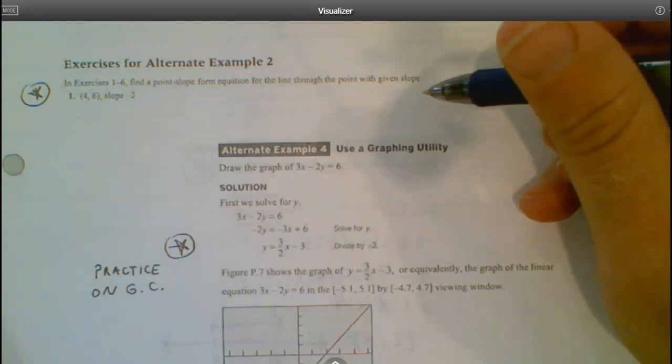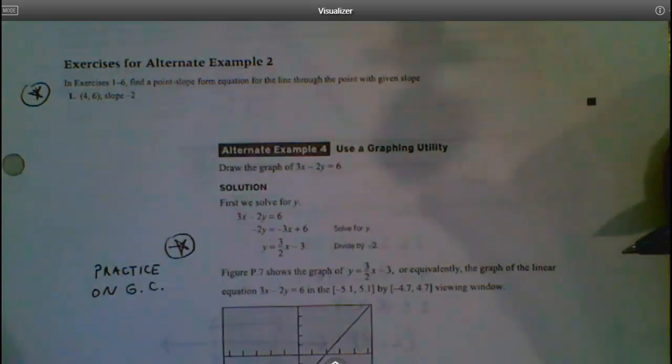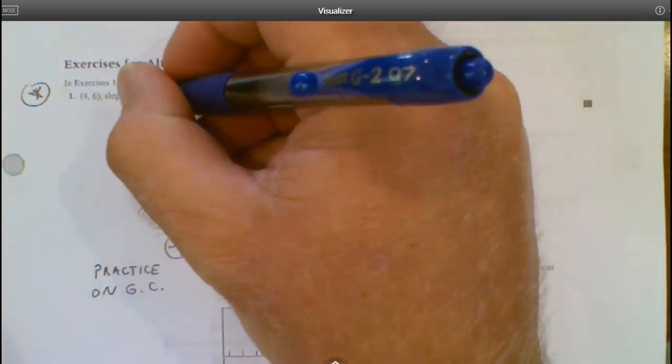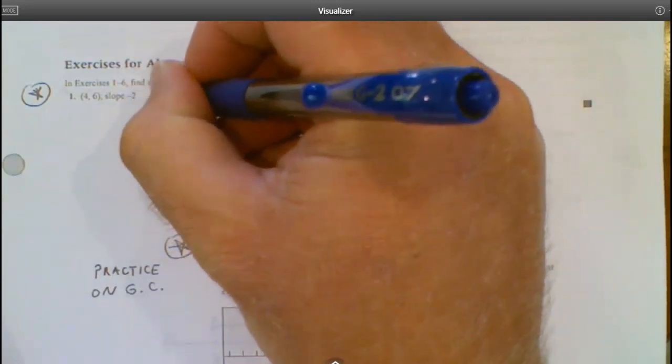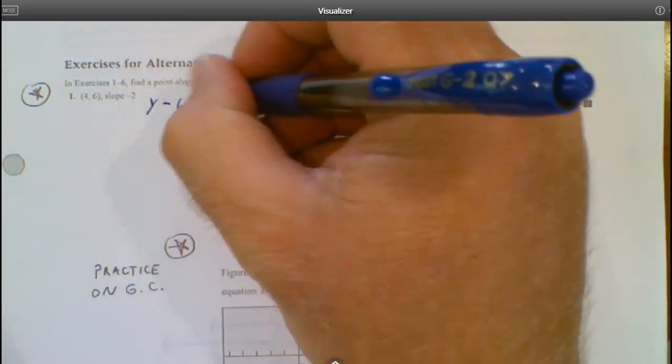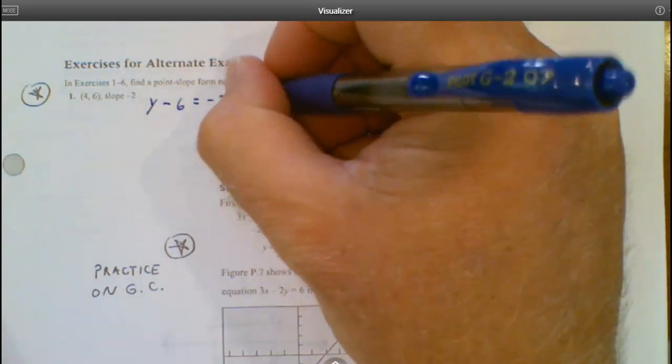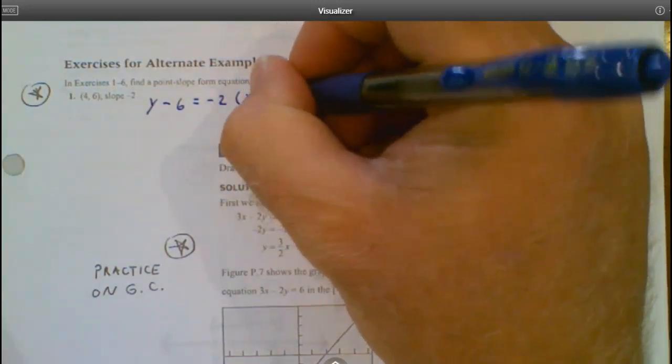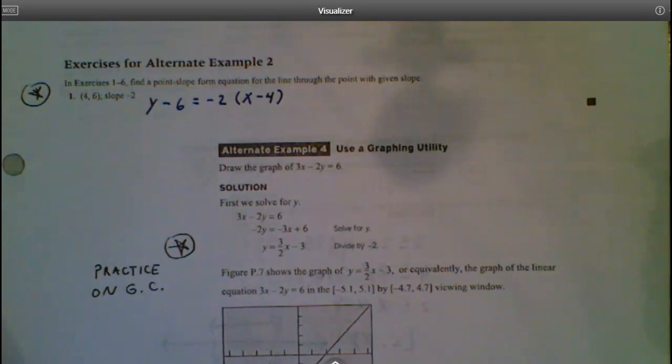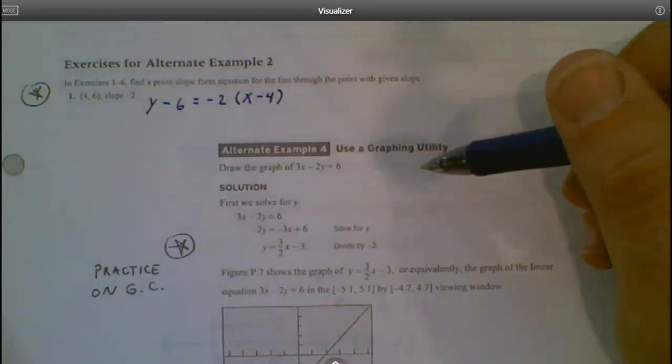So here's just a practice one if you want to give this one a try before we move on. So you can pause if you want. So that's what it would look like in point slope form. Going down to this one.